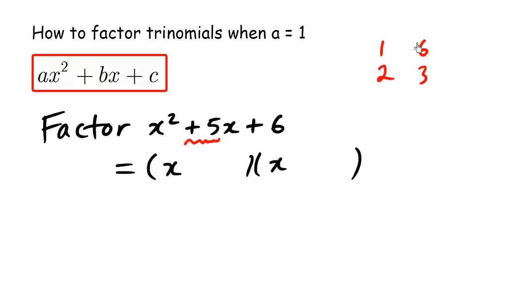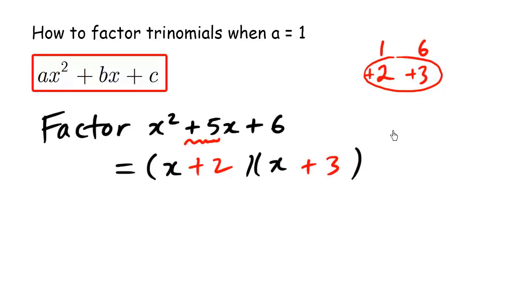So when we look at these two rows, the numbers 1 and 6 and 2 and 3, which row feels like they add to be positive 5? The correct row would be this one here. The numbers 2 and 3 feel like 5. In fact, we can just finalize the actual signs here. Positive 2 times positive 3 becomes positive 6, correct? And positive 2, positive 3 adds up to be positive 5. So we have positive 2 and positive 3 as the correct numbers.